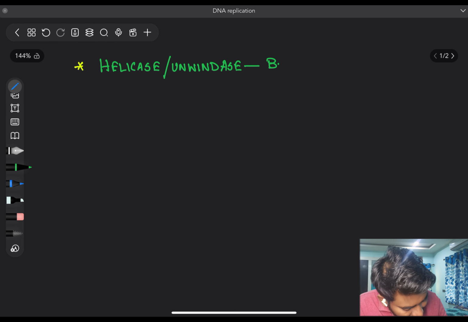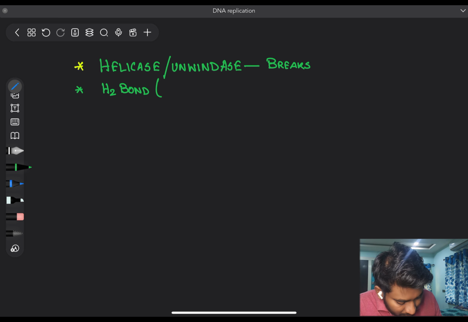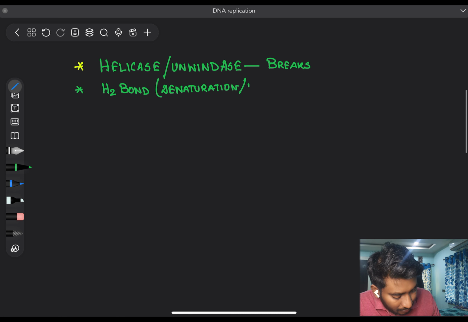This function is to break the bonds. Breaks the H bonds, that is the denaturation, the oblique unwinding of DNA. Denaturation or unwinding of DNA.